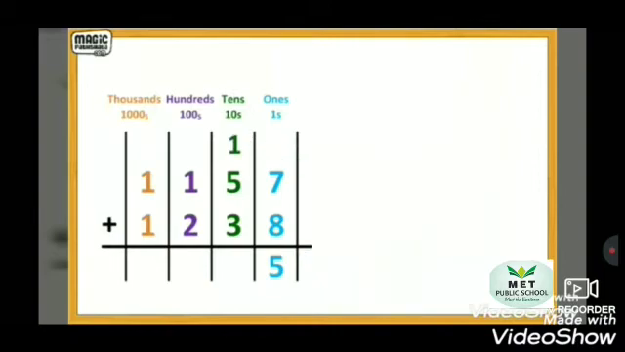Now in the tens column we have 1 plus 5 plus 3 is equal to 9. In the hundreds column, 1 plus 2 is equal to 3. And finally, in the thousands column, 1 plus 1 is equal to 2. So, 1157 plus 1238 gives us 2395. This is the total number of flowers they have collected for Thir's garland.